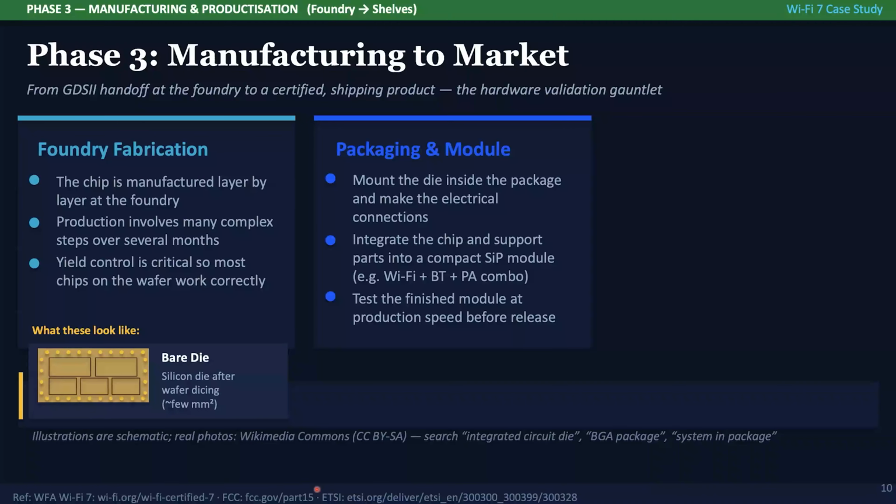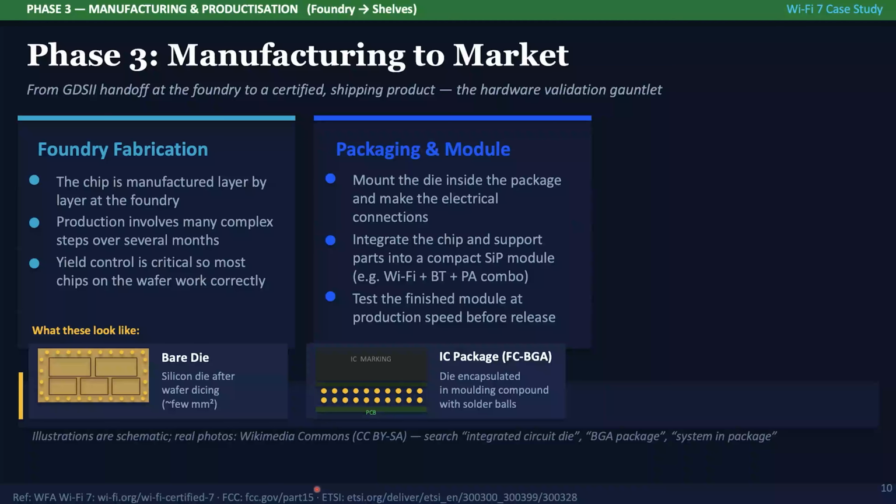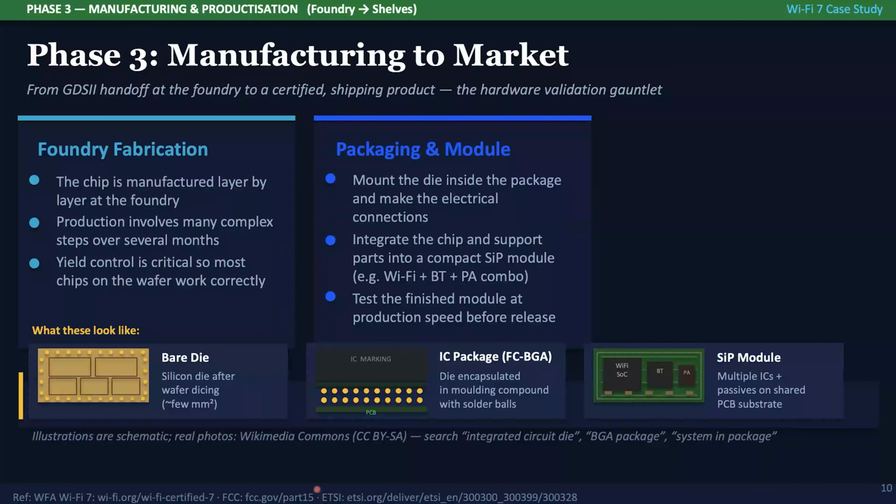That die is then assembled into an IC package, which protects it, helps remove the heat, and also provides electrical connection to the board. In many wireless products, the packaged chip is then integrated into a SiP module, meaning system in package, together with other components such as power amplifiers, passive parts, and connecting sockets like antennas. This makes the final solution smaller and easier to integrate, but it also adds complexity in packaging and production tests.